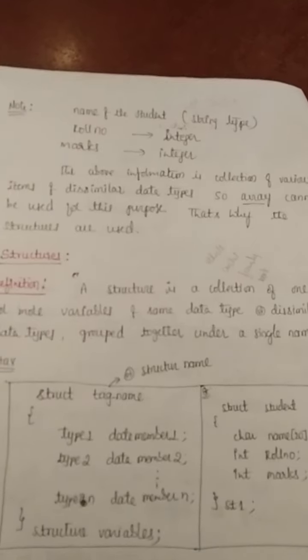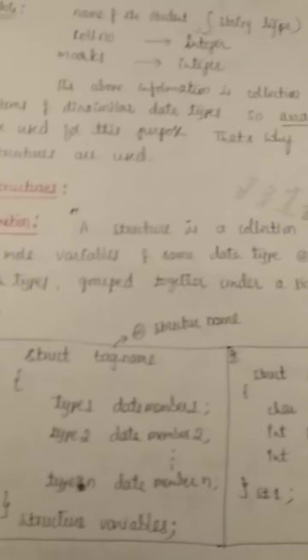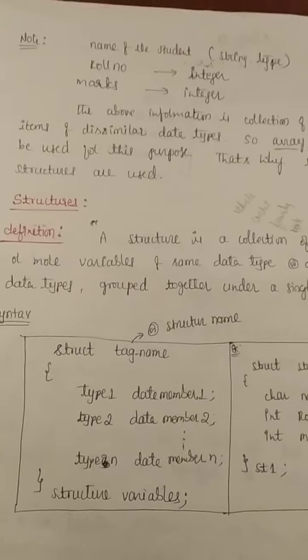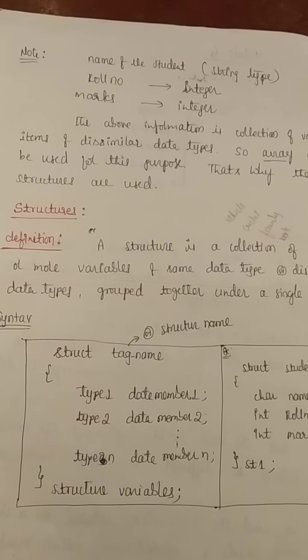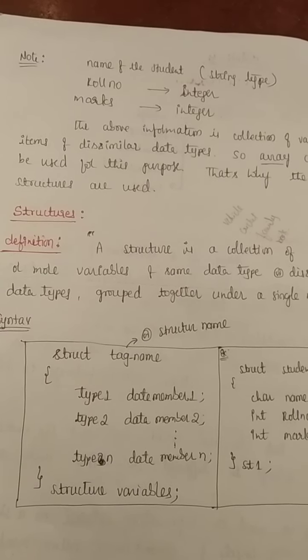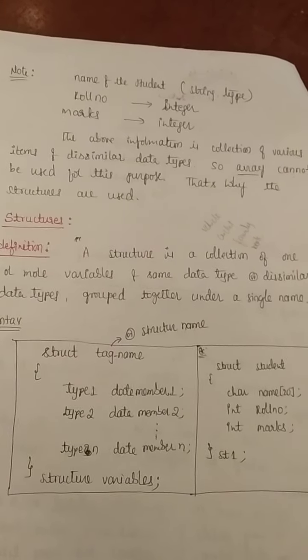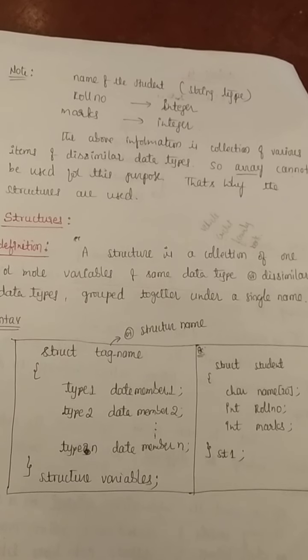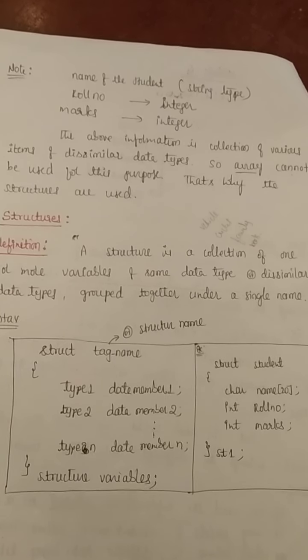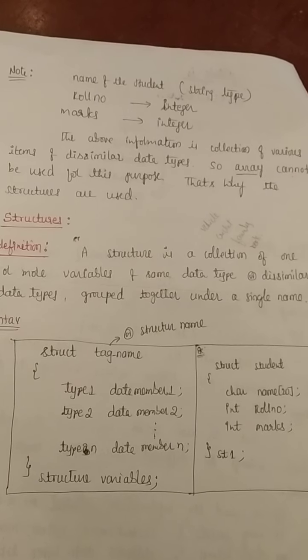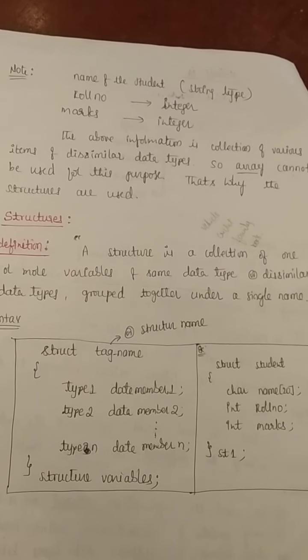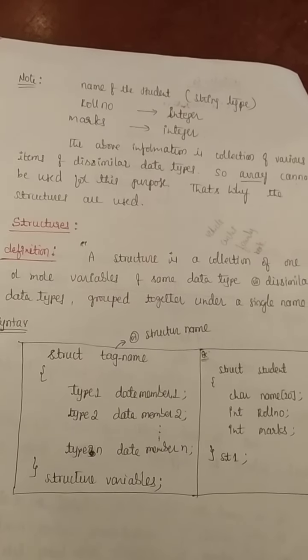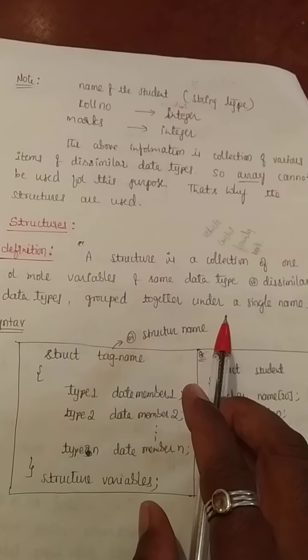So what does the definition say for arrays? The array definition says a collection of similar data type elements. But the definition of structure says that a structure is a collection of one or more variables of the same data type or dissimilar data types. Dissimilar data types, in the sense, a collection of different data types grouped together under a single name. Which one is that single name? The structure name.